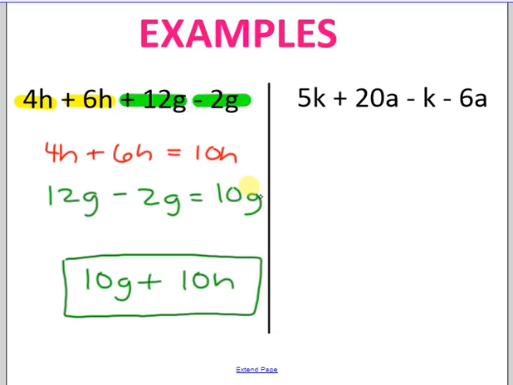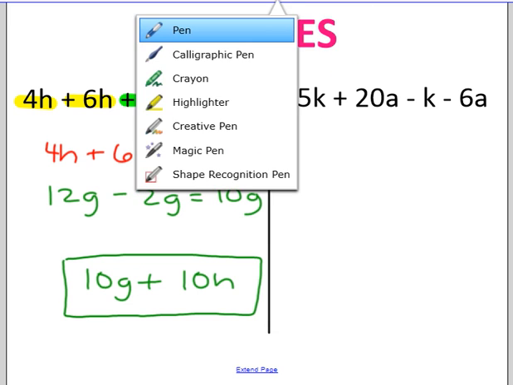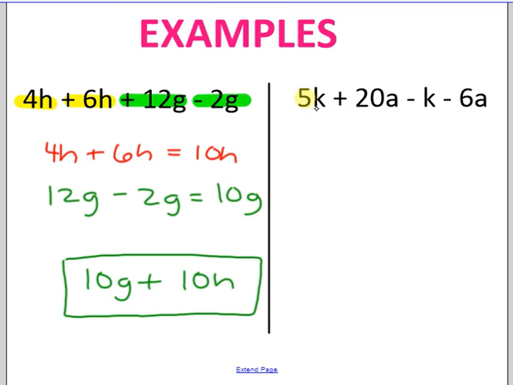If one of them was negative, then it would be a negative in the middle, which is a minus sign. We'll get there though. Alright, so here I have 5k plus 20a minus k minus 6a. So I'm going to highlight my k's in green, and remember you take the sign in the front, and I'm going to highlight my a's in blue. And you'll see it really helps you figure out the difference.